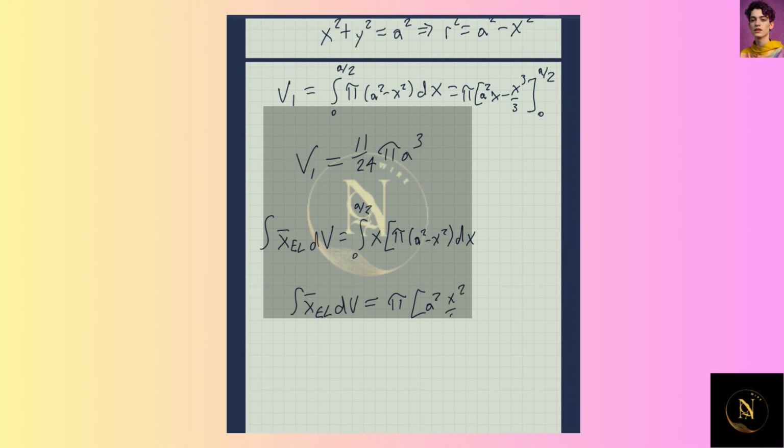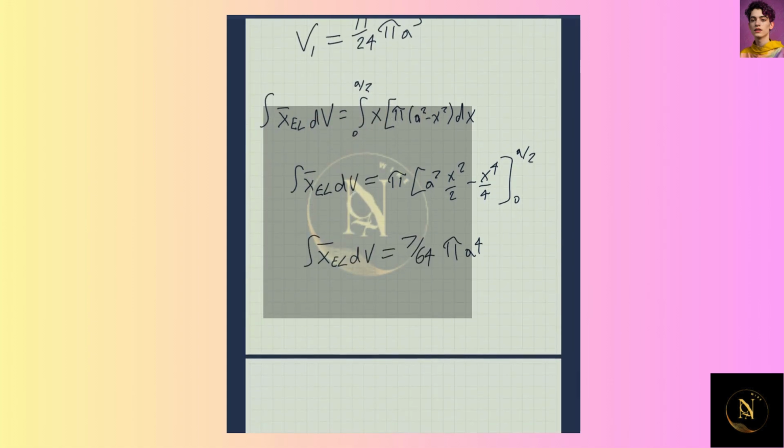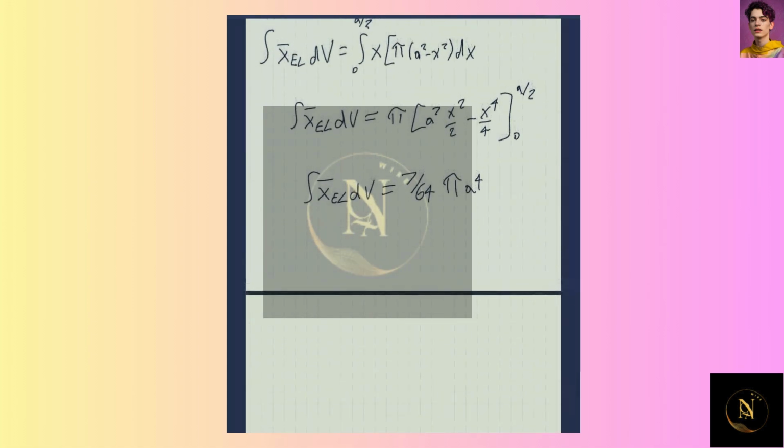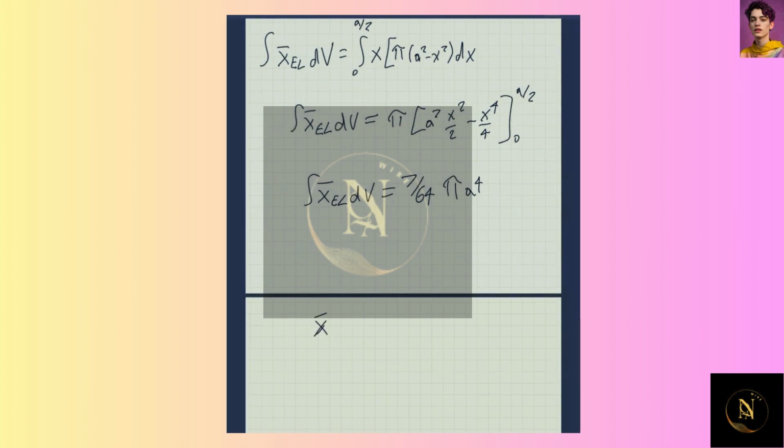And this comes out to pi a squared times x squared over 2 minus x to the 4th over 4 from 0 to a over 2. Simplified further, that's equal to 7 over 64 times pi a to the 4th. Now we know everything we need to find the centroid.